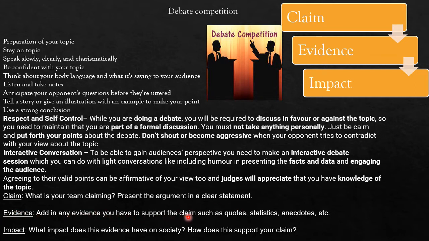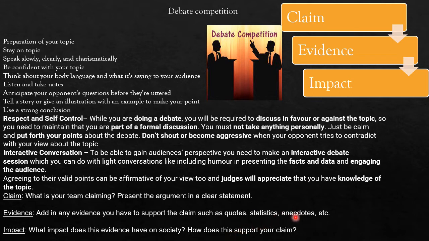Add in any evidences to support your claim. So suppose you have claimed that the internet, or you can say coding, medical coding or any coding, is a boon or a bane. That's a claim. If you are saying that it's a boon, you have to provide evidences for the same, that why is the internet a boon or a bane. And then the impact: if it's a bane, how does it affect the society, how does it affect the people living in the society, and how does this support your claim. So basically claim, evidences, and impact, these are the three major points.